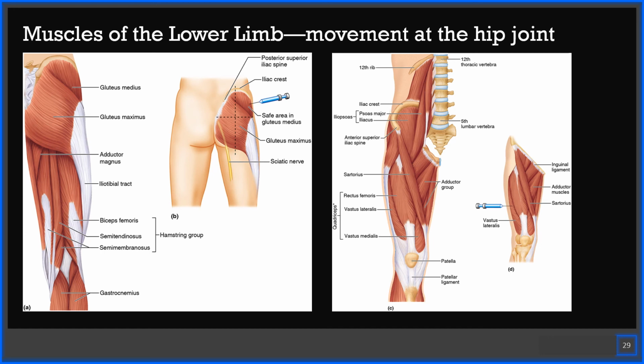The superiolateral, so high and to the side, quadrant that overlies the gluteus medius muscle is usually a very safe spot for the intramuscular injection. Generally, you do have to use a larger needle just because it is a deeper muscle. If anybody's ever gotten a penicillin shot in their butt, this is where they probably gave it.